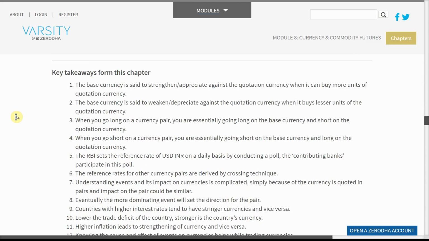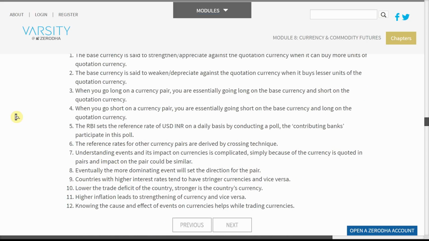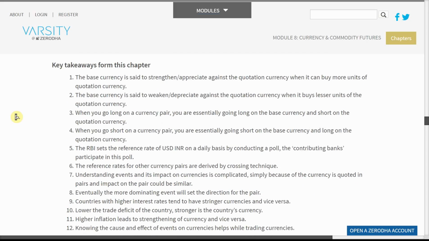Key takeaways from this chapter. The base currency is said to strengthen, or appreciate, against the quotation currency when it can buy more units of the quotation currency. The base currency is said to weaken, or depreciate, against the quotation currency when it buys fewer units of the quotation currency.